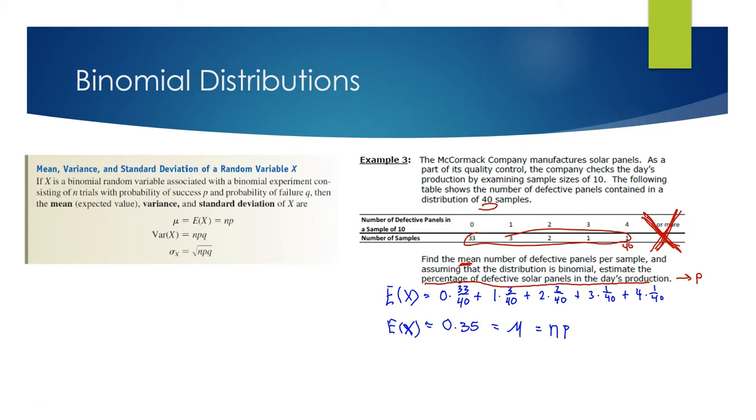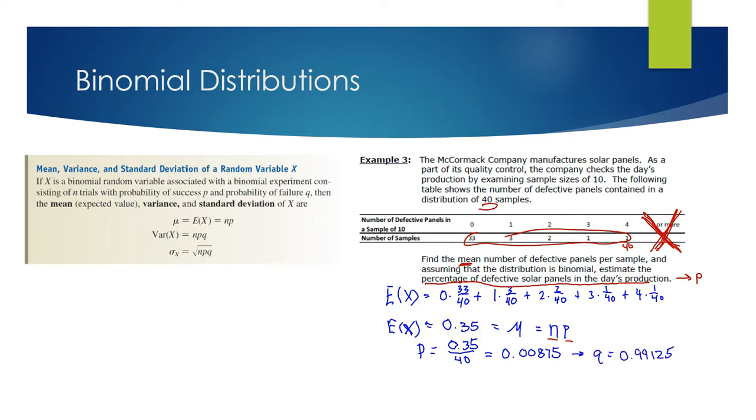Now as I go through this, I also keep in mind that the mean is n times p, and I already know that n is 40. So to figure out what p is, I'm just going to take 0.35 and divide it by n, which is 40. And that gives me 0.00875.